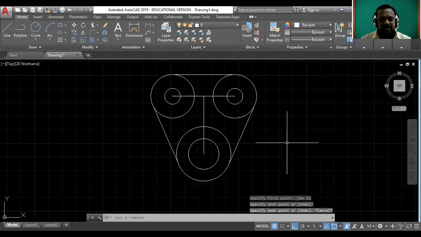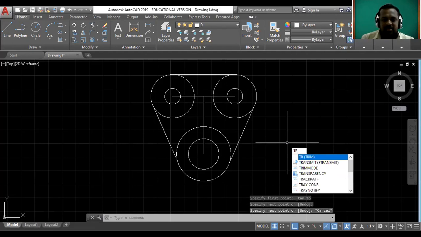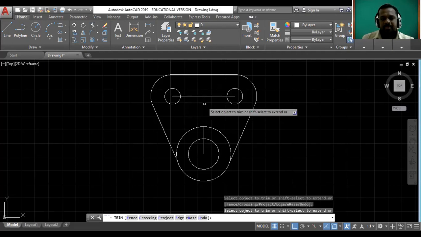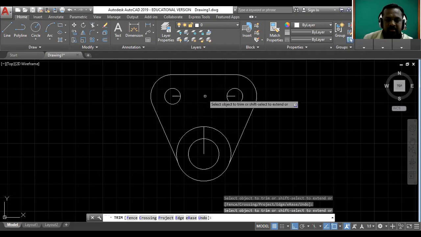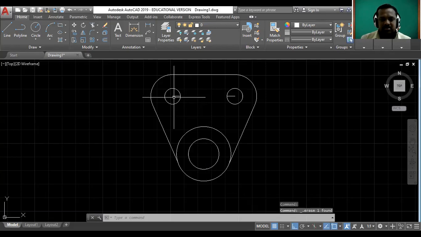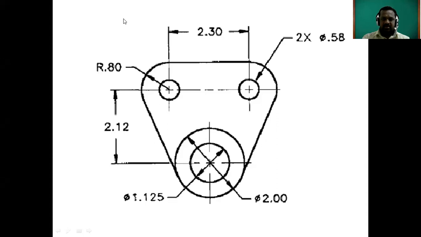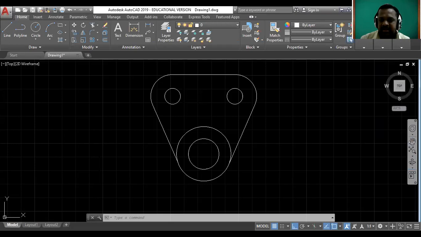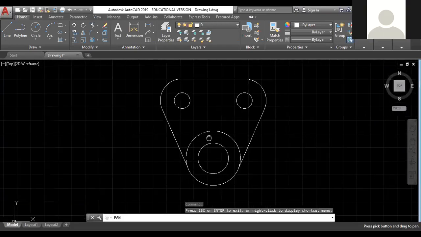Then we have to trim the unwanted portion, just pressing TR, double enter, trim it, and trim it. This portion is not required. It is complete. It is as per the given figure. So check the given figure. See, this is the given figure, and we have drawn this similar figure in that attribute also. It is correct.